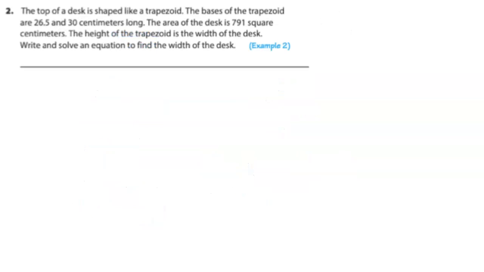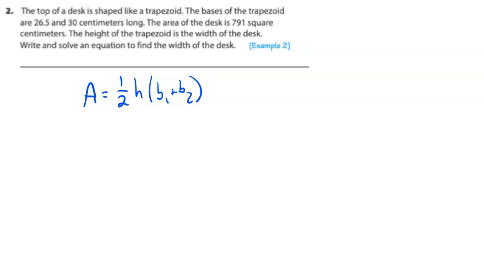Okay, problem number 2. The top of a desk is shaped like a trapezoid. The bases of the trapezoid are 26.5 and 30 centimeters long. The area of the desk is 791 square centimeters. The height of the trapezoid is the width of the desk. Write and solve an equation to find the width of the desk. So again, we always want to start with our formula. So let's write our area for a trapezoid. Area equals 1/2 times the height, base 1 plus base 2.